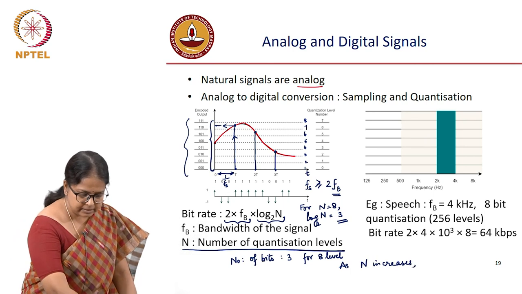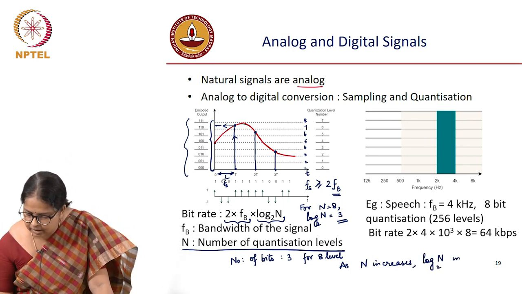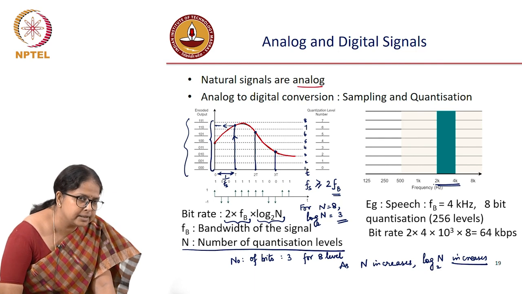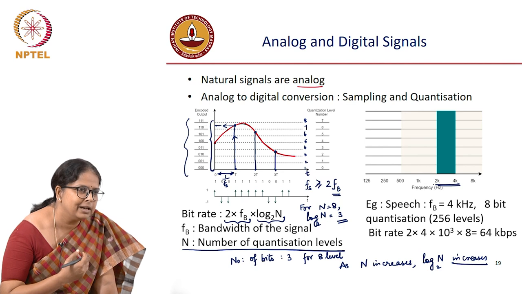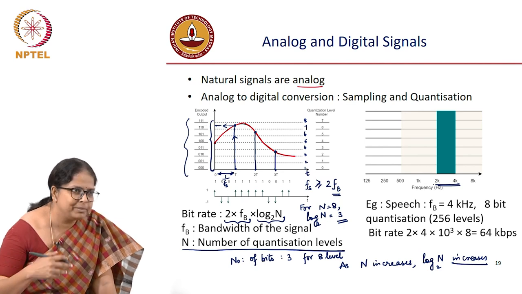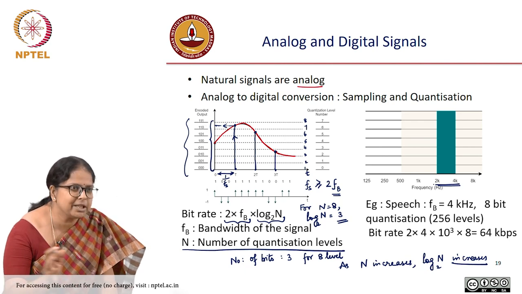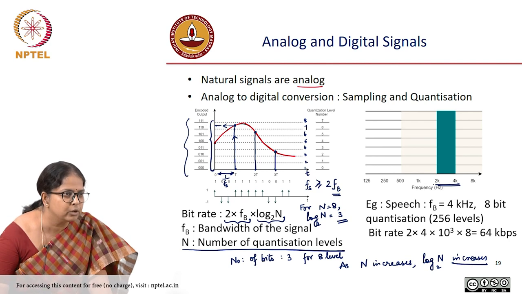For example, you take a speech signal. We are most sensitive between 2 kilohertz and 4 kilohertz. In fact, there's a slight difference between the frequencies produced by males and females. Between different languages, there could be small changes in pitch and so on. But in general, your speech signal can be represented between 2 to 4 kilohertz.